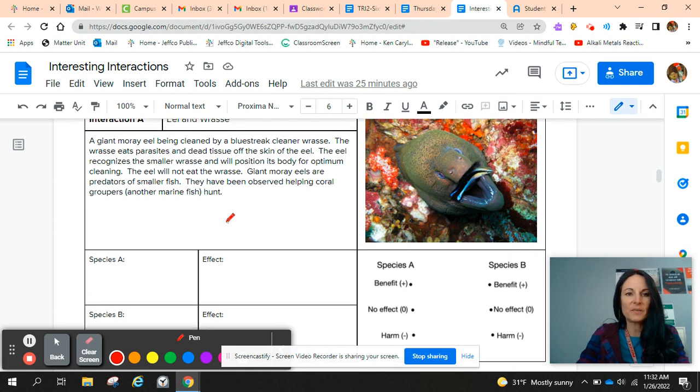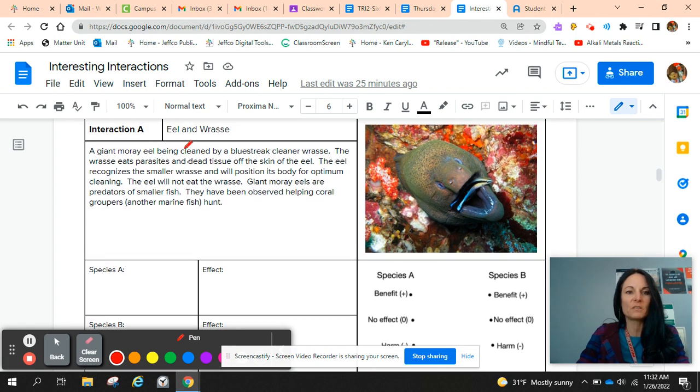Okay, so let's do this step by step here. So we have two species. It's kind of listed for you right here, eel and a fish called a wrasse. So if you come down here and in this box, you write one of the species. Maybe you start with eel. Okay, so I'm going to put an E for eel. Okay, so that's my first thing.